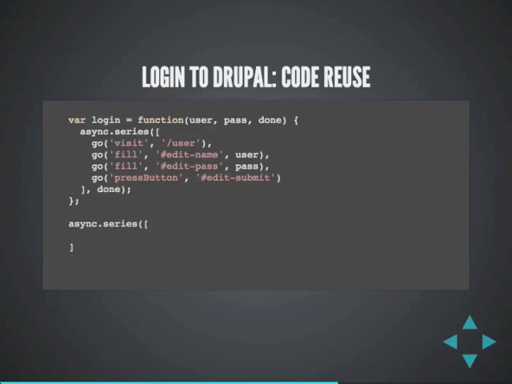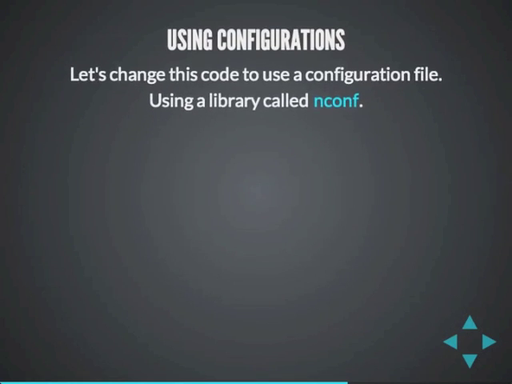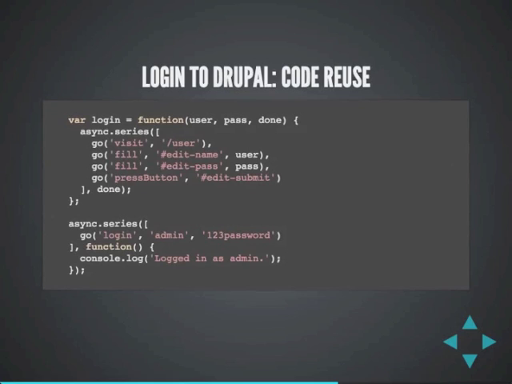So now this is what our code would look like. Async series, go log in. Here's my username and password. Very pretty, very, very easy to use. And then when you're done, you're logged in as admin. So now let's actually look at this and say, okay, I see a couple of problems here. The first one is I have to hard code the username and password into my tests. I don't want to do that. I do not want to hard code it.